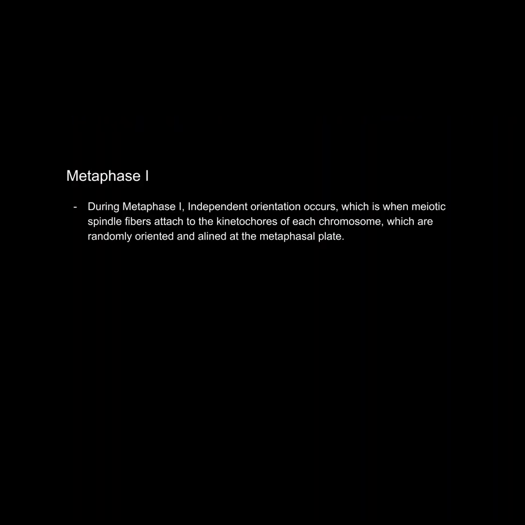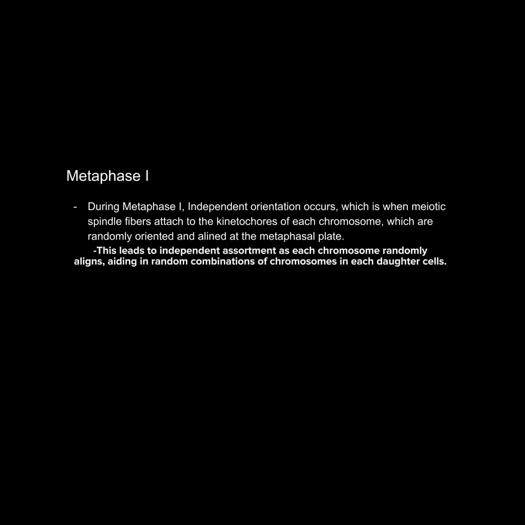Metaphase. This is when the meiotic spindle fibers fully develop and attach to the kinetochore of each chromosome. They are randomly aligned at the metaphase plate. This shows Mendel's law of independent assortment, which further provides genetic variation. This leads to independent assortment as each chromosome randomly links, aiding in random combinations of chromosomes in each daughter cell.